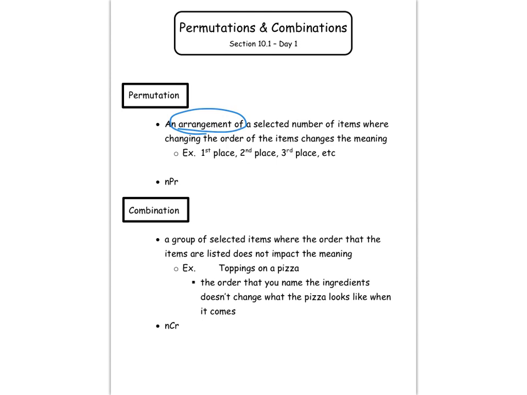The symbol we're going to use for permutations is this: little n, big P, little r, nPr. The n is the total number of items. N for number. Total number that we're picking from. And r is the number that we are going to arrange. If we're going to line up 5 things, then that would be our r. The number that we arrange is the r.